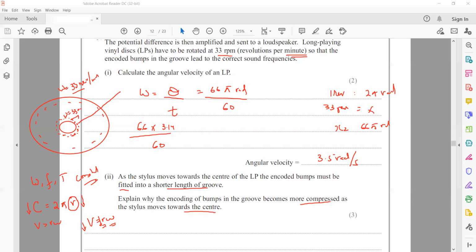So in short, we want the same angular velocity. If we want the same angular velocity and the radius is decreasing, the tangential speed must decrease. And how could the tangential speed be decreased? By changing the distance between the grooves. They are more compressed, they are closer to each other, so it will slow down the tangential speed of the stylus as compared to when it is away from the center.